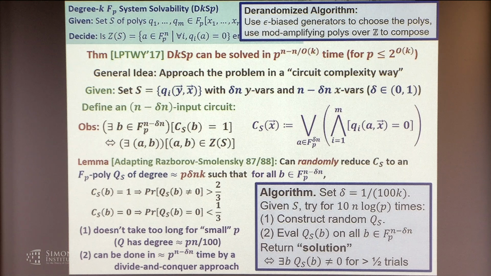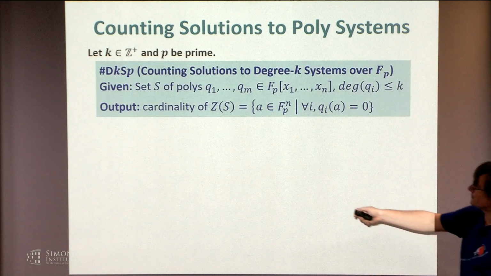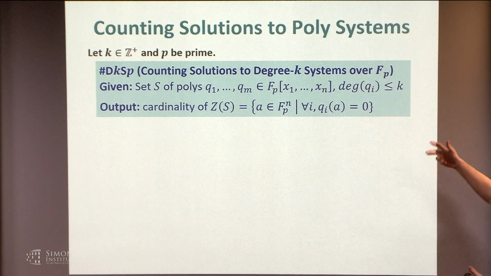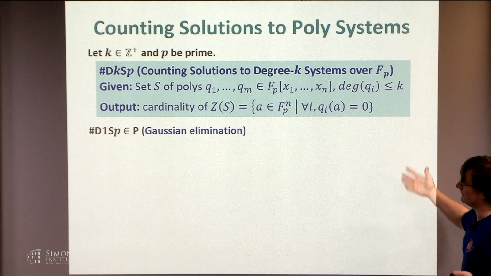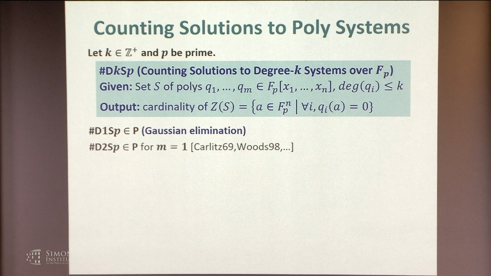Okay, all right, so that's a fairly different approach to this kind of thing. Now I want to talk about a slightly more general problem, counting the solutions, so counting the cardinality of the zero set. We'll call this #DKSP. It's the same as before, except I want to compute the cardinality of the solutions to the system. And by computing the rank of the matrix, I can also do this for linear equations.